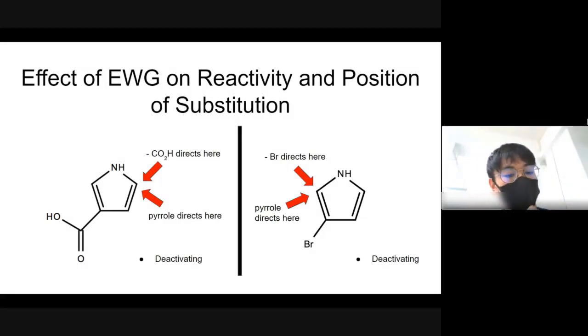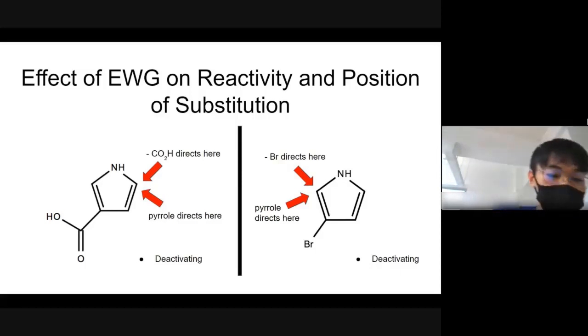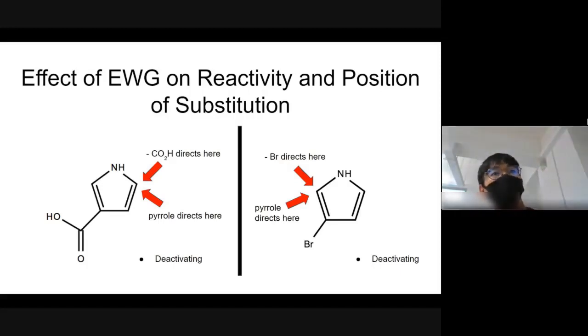Then the lone pair on the nitrogen will be localized over, then the plus charge will be on nitrogen. Then the last carbon-carbon double bond will be localized again, and the plus charge actually ends up where the electron withdrawing group is. So it destabilizes it, so that's not favorable. So CO2H actually directs to the 2 position. And in this case, there's actually an agreement between pyrrole and the electron withdrawing group.